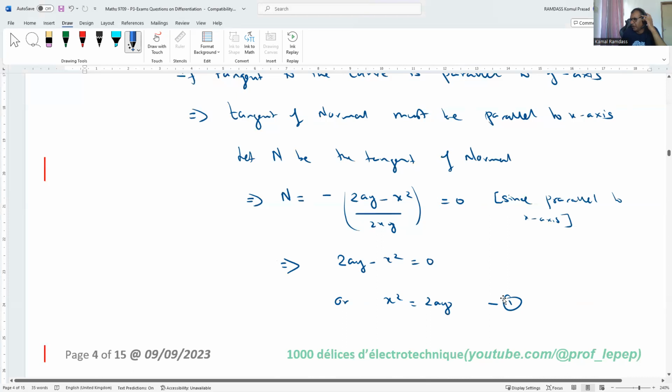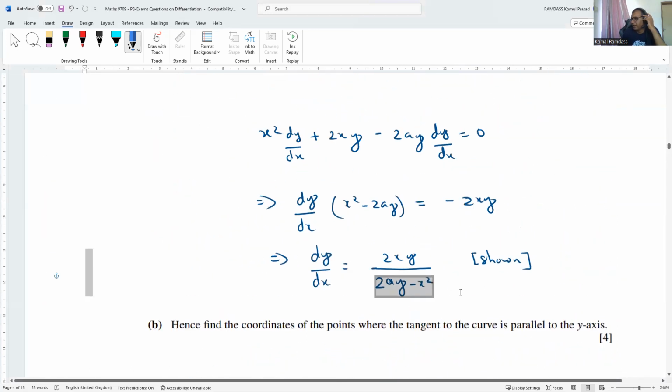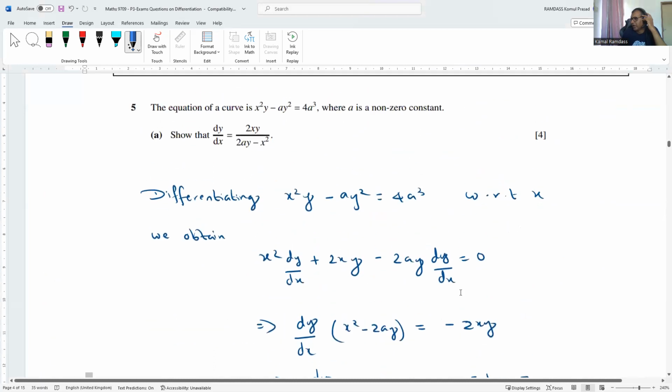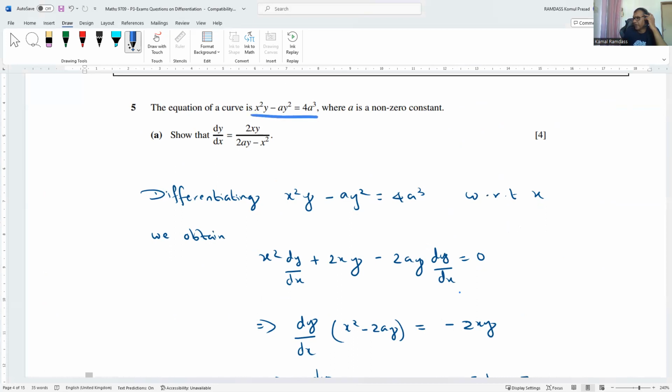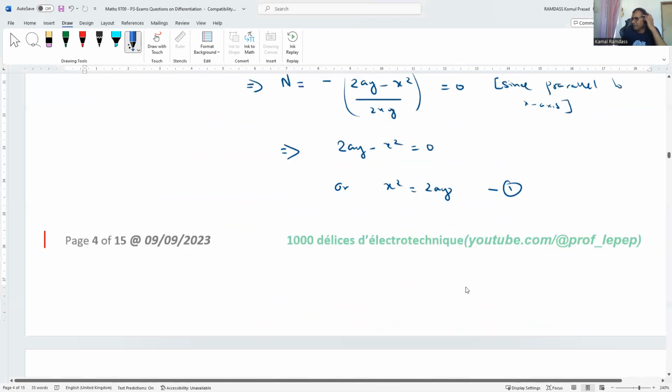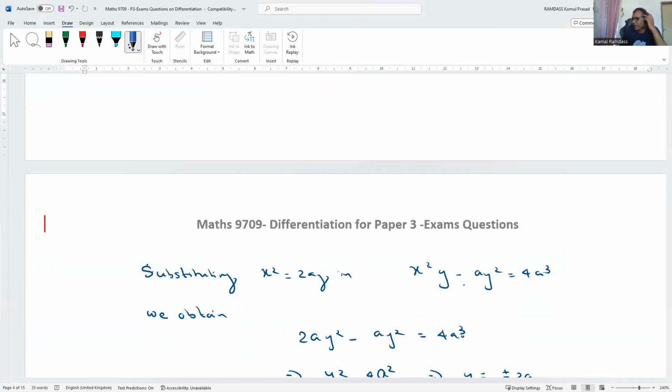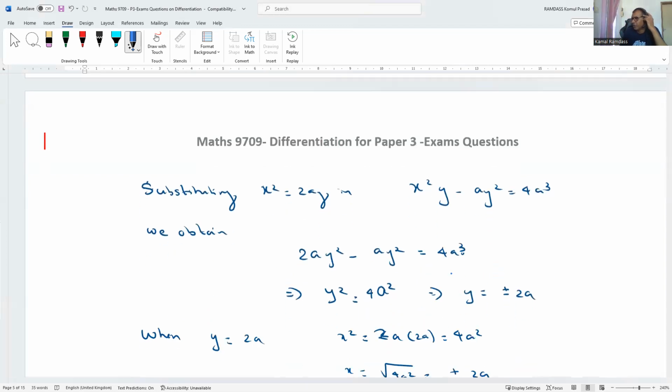OK? Et ce qui m'appelle 1: x squared is equal to 2ay. Et là, il me faut connaître cette équation-là. X squared is equal to 2ay, et je remplace x squared is equal to 2ay in x squared y minus ay squared is equal to 4a cubed, je gagne 2ay squared minus ay squared is equal to 4a cubed.